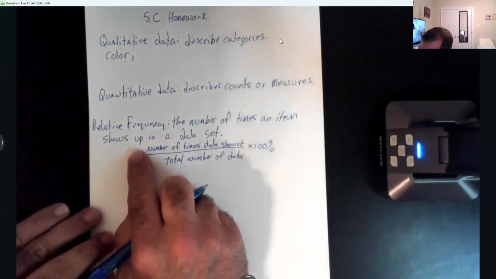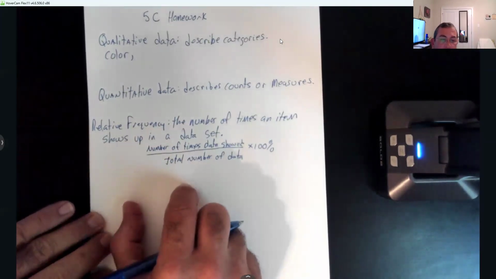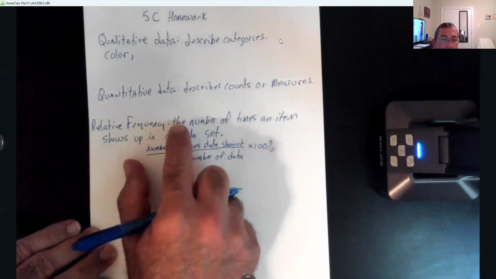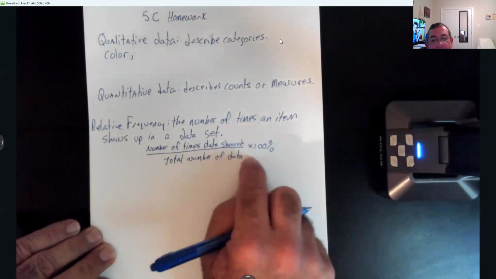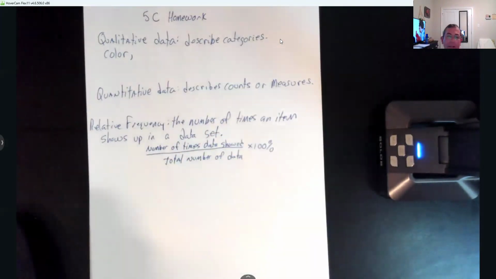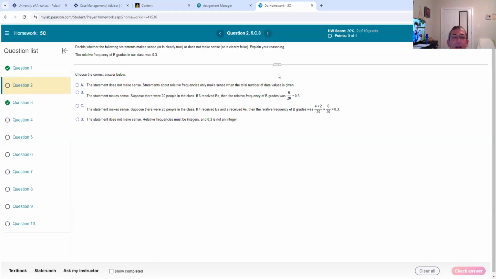Now, frequency is the actual number of times it shows up. So like if it showed up 5 times is the frequency. The relative frequency, we would take the same thing, but write it as a percentage of the data, okay? So let's go play with that question and see if that question makes sense or not, because that's what they want us to say. So the relative frequency of B grades in our class was 0.3.